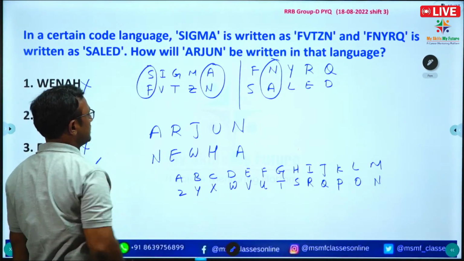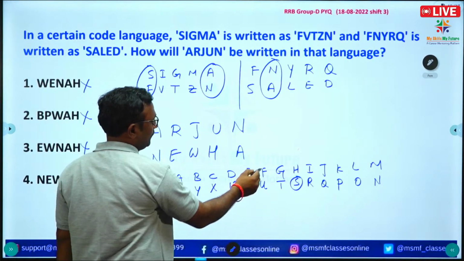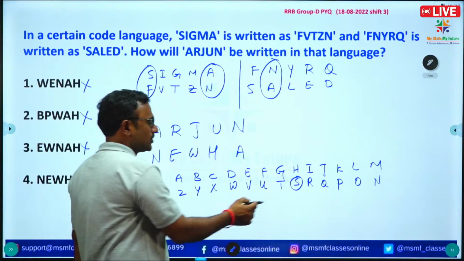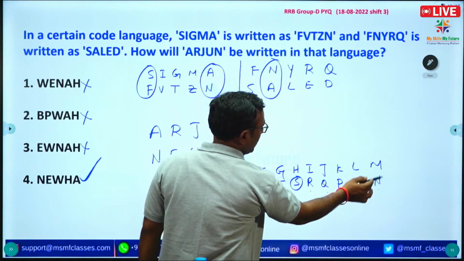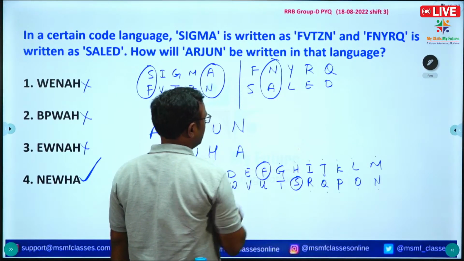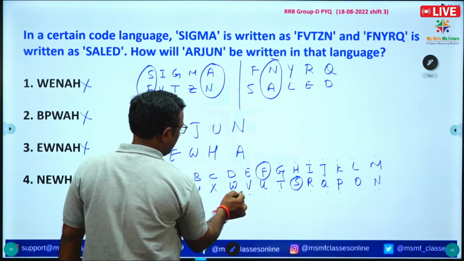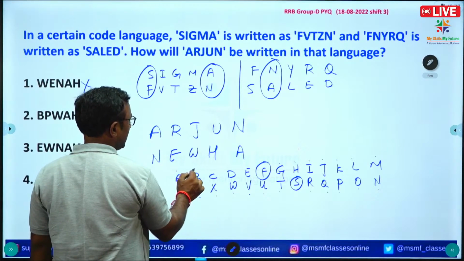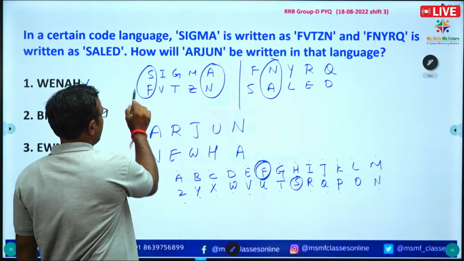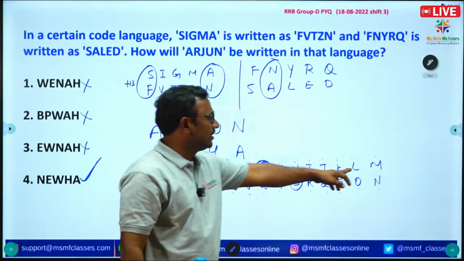So see the code here. S is written as F. So here S is there and here F is there. We go either forward or backward: 1, 2, 3, 4, 5, 6, 7, 8, 9, 10, 11, 12, 13th letter. Going forward, 13th. So plus or minus 13th letter. Why? Because from here to here 13 alphabets are there.